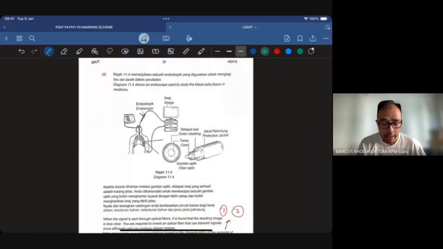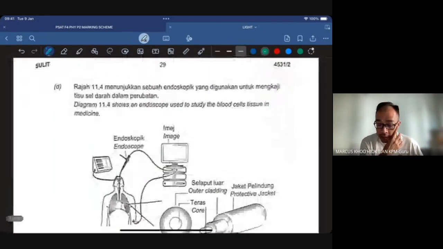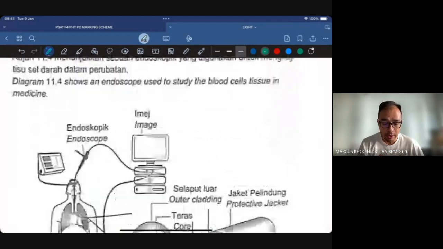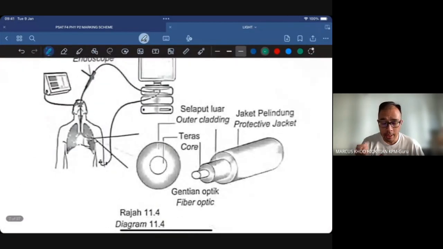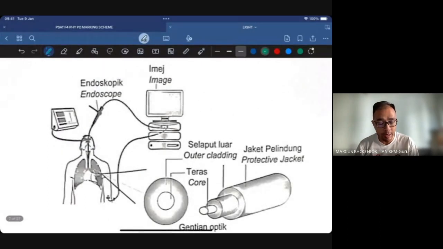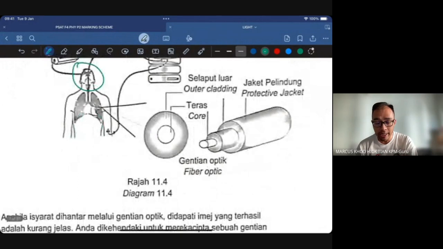All right. Diagram 11.4 shows an endoscope used to study the blood cells tissue in medicine. This is endoscopy. You put it in, either through the mouth or through the nose. Then after that, there's a protective jacket, an outer cladding, and then an inner core. Over here, this is the inner core, and this is an example of a fiber optic.